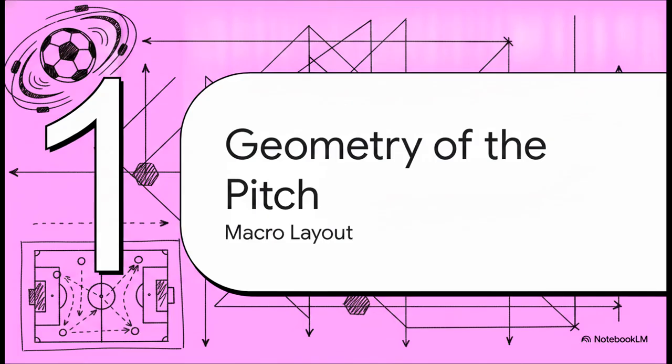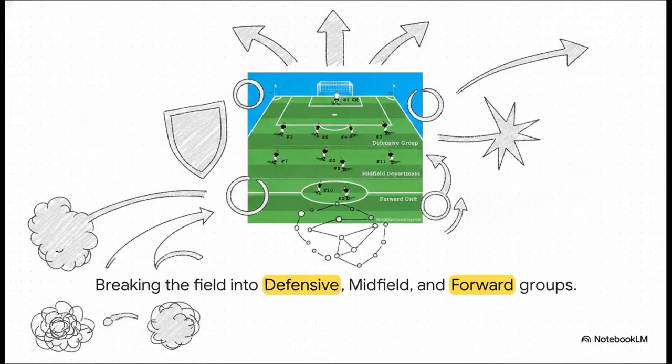All right, Section 1, the geometry of the pitch, focusing on the macro layout. To make sense of a massive, seemingly chaotic field, analysts have to look right past your standard 4-4-2 formation. They divide the players into very specific geometric departments. You've got a defensive group at the back, a midfield department in the center, and a forward unit up top. Basically, this just establishes geographical accountability across the squad.